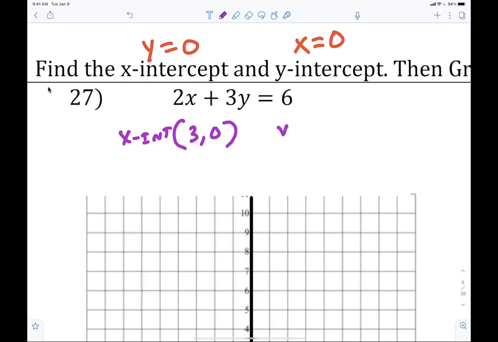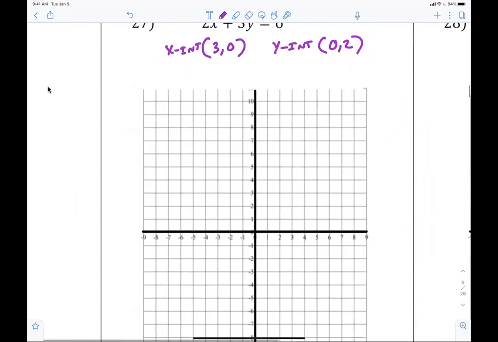And what's the y-intercept? 2, 0. What's the y-intercept? Come on, speak up. 0, 2, guys. That's it. Now we're just going to do what? Plot those points. 3, 0 and 0, 2. And now you can connect the dots. That wasn't bad.